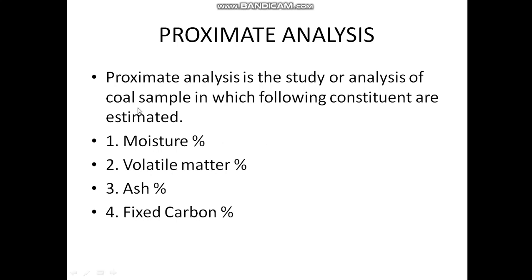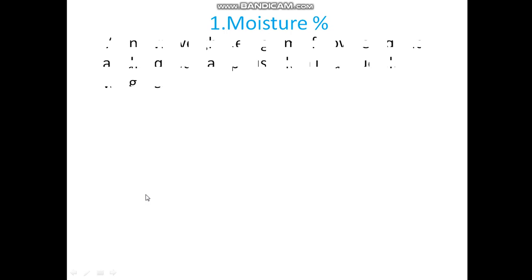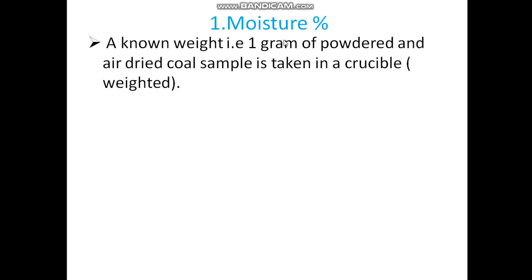Now, by estimating the moisture content, volatile matter, and ash, we can get the fixed carbon. So, let's have a look towards the first one, the percentage of moisture. For that, a known weight, that is 1 gram of powdered coal, an air dried sample, is taken in a crucible. So, this is a crucible. In this crucible, we are going to take 1 gram of the coal sample.